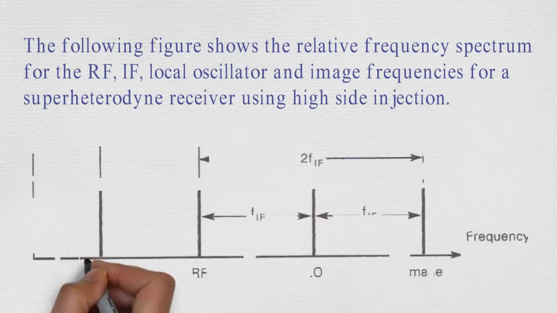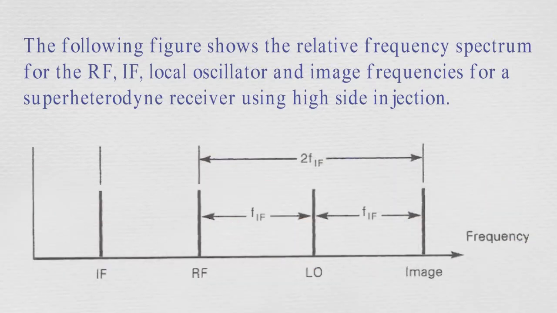The following figure shows the relative frequency spectrum for the RF, IF, local oscillator and image frequencies for a superheterodyne receiver using high side injection.